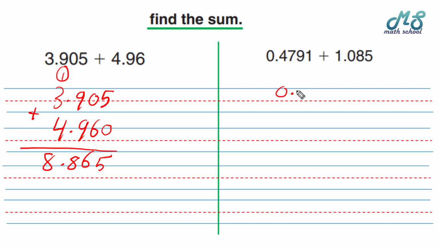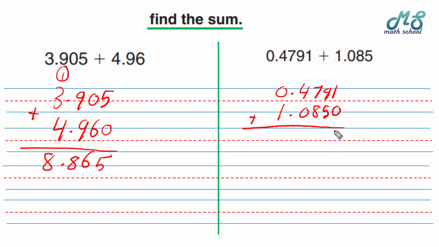So we get 0.4791 plus the next, 1.085. Equate the decimal places. 4 decimal places, 3 decimal places, just insert 1 zero. Now you can add the two numbers.